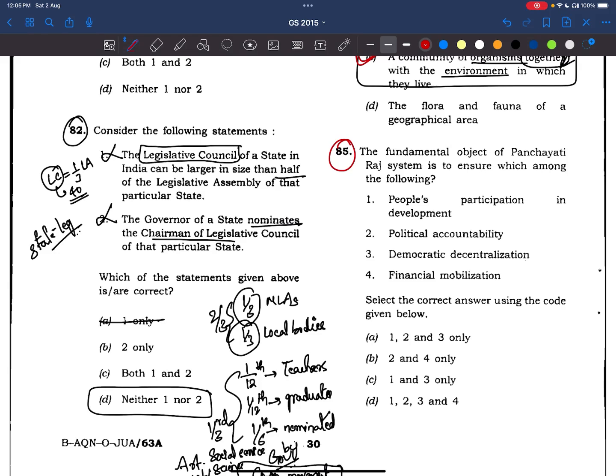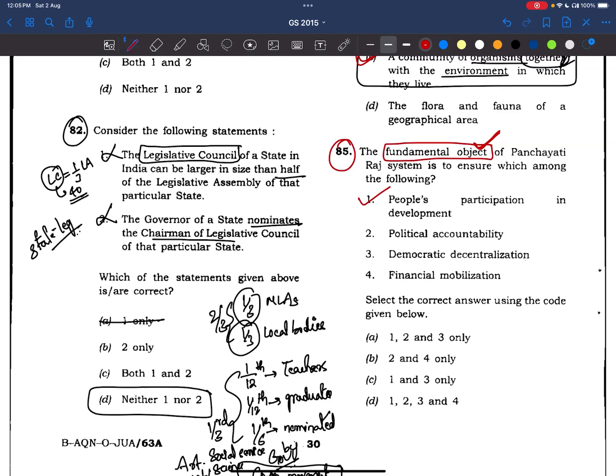The fundamental objective of the Panchayati Raj system is to ensure which of the following. See here, fundamental objective. What is the main reason? If this is not given, the answer would be different. Now, people's participation in development.